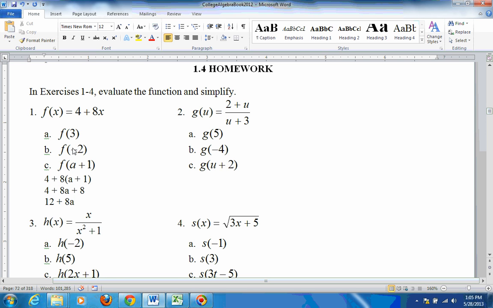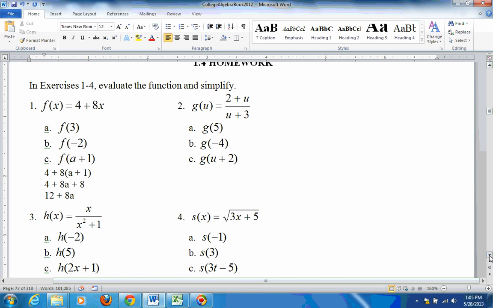And you get it. F of negative 2, just put negative 2 in for x and work it out. F of a plus 1, you put the a plus 1 in there for x, and you would have 4 plus 8 times a plus 1. Distribute the 8 across, and then combine like terms, you get 12 plus 8a.